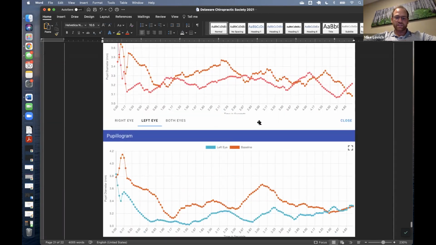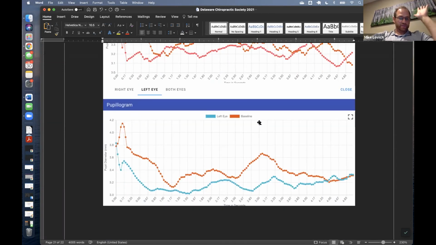What did the left eye do? The left eye kicked butt. The left eye started off smaller. It didn't have the inappropriate reflex where it got bigger first and then small. It got small right away, and it shrunk, and it stayed, and then it got a tiny bit bigger, and then you got into some hippus here. So we still have work to do, but you know what? She's at a point where she doesn't really need to be in active care anymore.